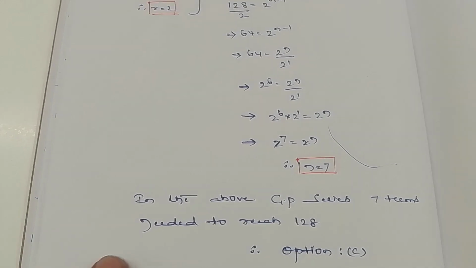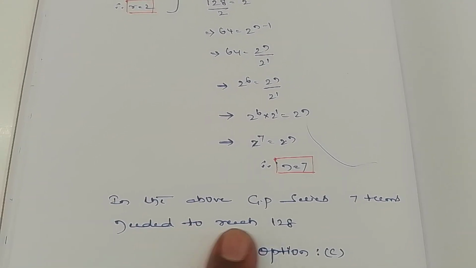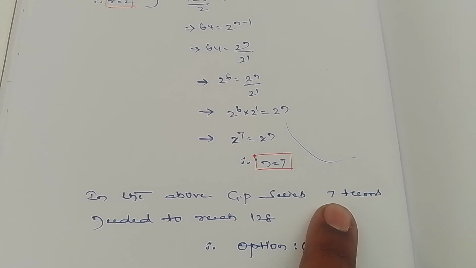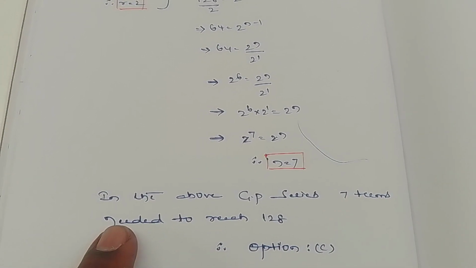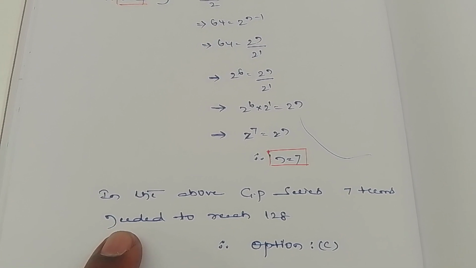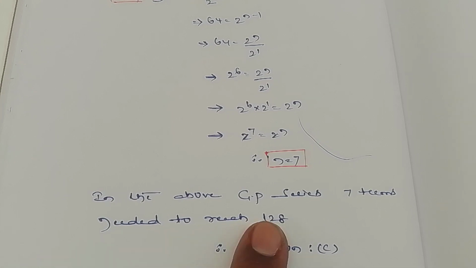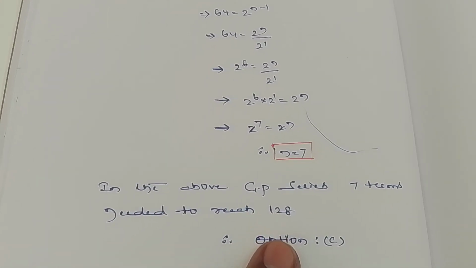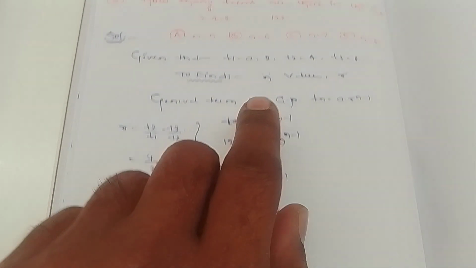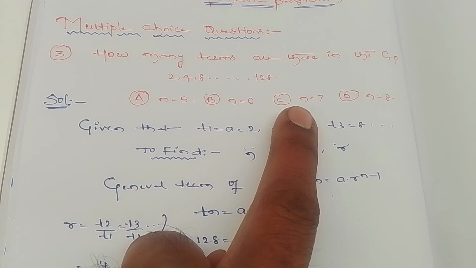So what do you observe from this? In the above GP series, the seventh term is needed to reach 128. So this is option C, guys, n equal to 7.